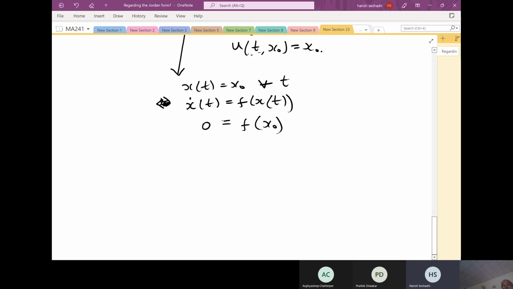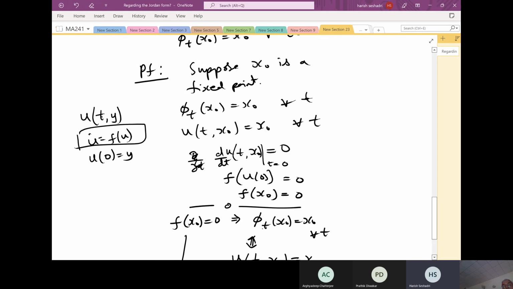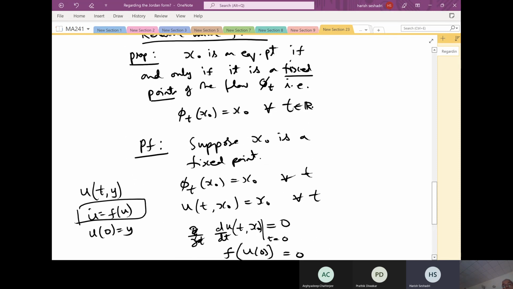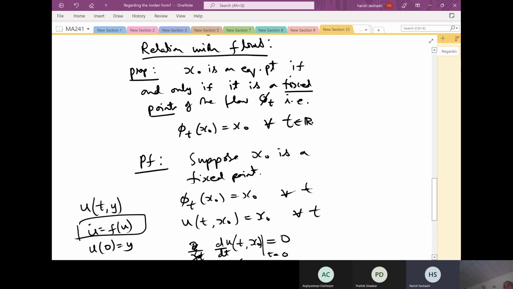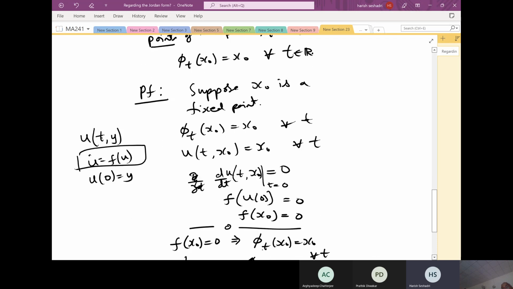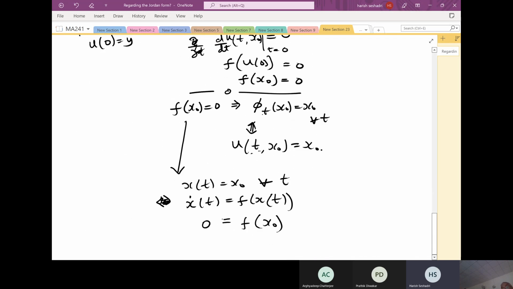So depending on the context, you will call it either an equilibrium point or a fixed point. When you're talking about flows, one thinks of a fixed point for a flow. In the context of the original system, you would say it's an equilibrium point, especially when talking about phase portraits and so on.